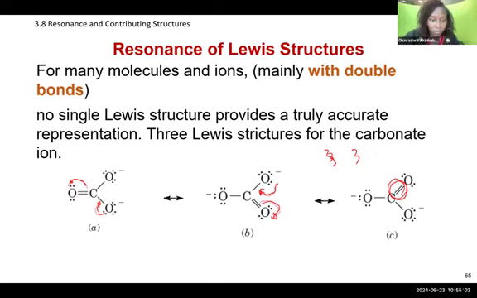The bond is not a single bond or a double bond. They are a mixture of double bond and single bond. Bond length is 1.5. If a single bond is 1 and a double bond is 2, this is less than 2 and greater than 1. Therefore, to explain the real molecule, you have to write three resonance structures, hybrid structures.